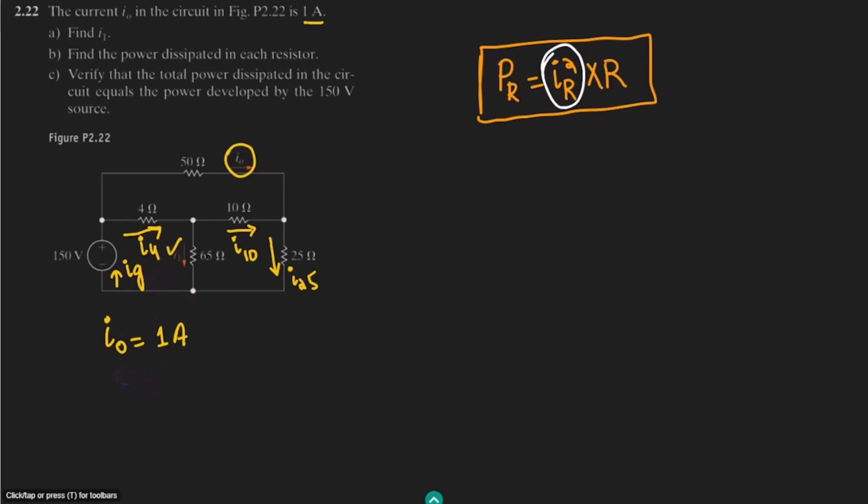And what other currents do we want to find out? According to part A, we want to find I1, similarly I4, Ig, I10, and this last one, I25. So let us start and find them out.